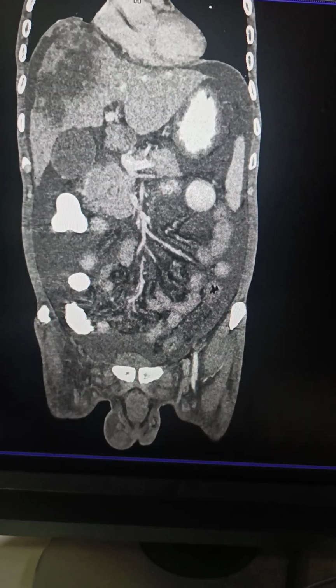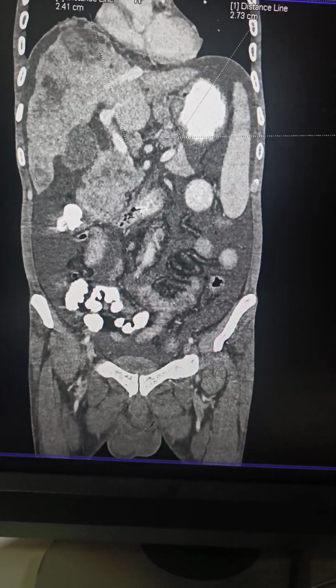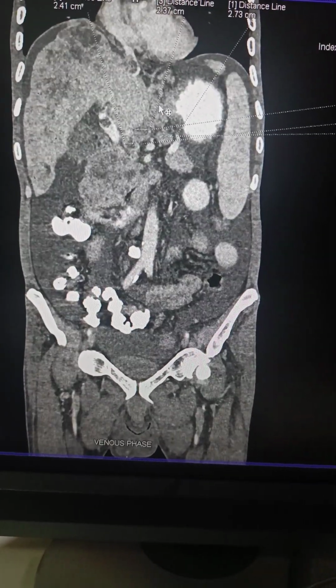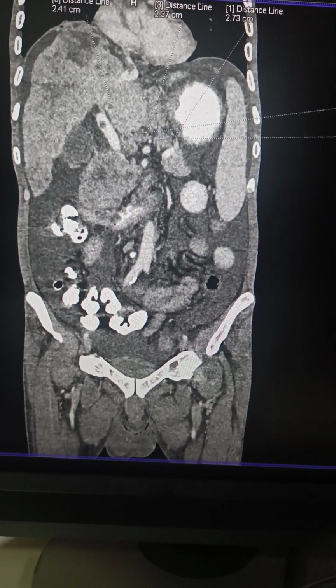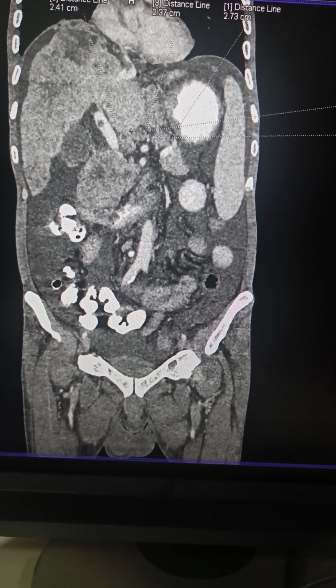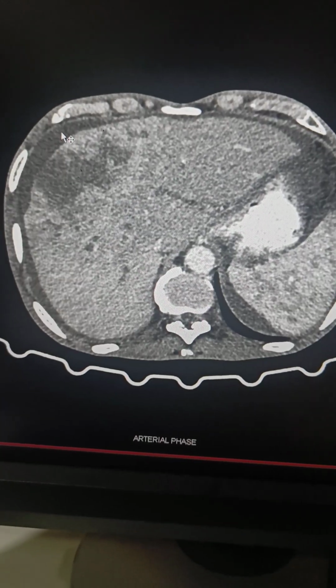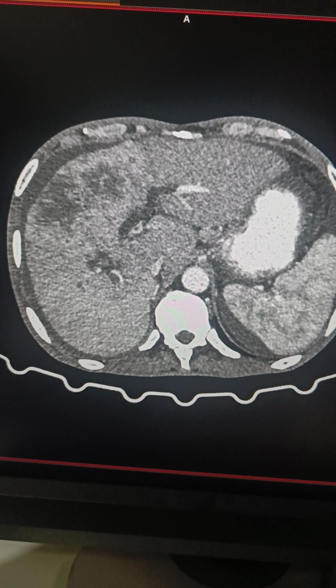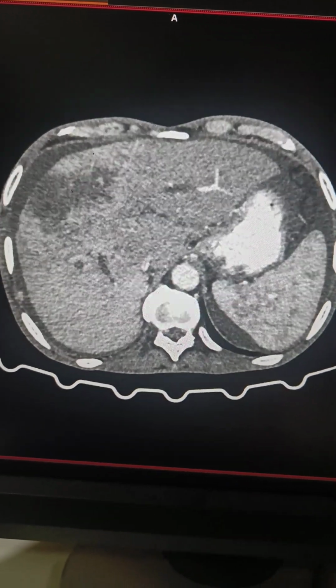Common bile duct appears to be dilated at the distal end, measuring approximately 8.3 mm. Common hepatic duct diameter is 1.2 centimeter. Right and left hepatic duct as well as intrahepatic biliary radicals are dilated. So here we can appreciate that the common hepatic duct, right and left hepatic duct as well as intrahepatic biliary radicals are dilated.